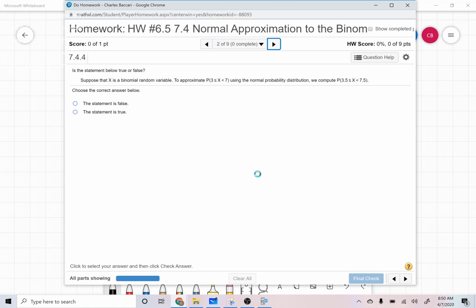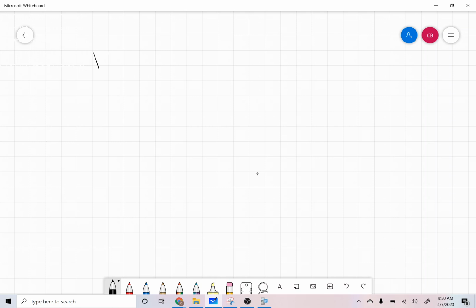So to do this one, it says, is this statement true? If you've got x, p, this is the important part. We want this, and we want to compare it to that. So if we have p, 3 less than or equal to x is less than 7.